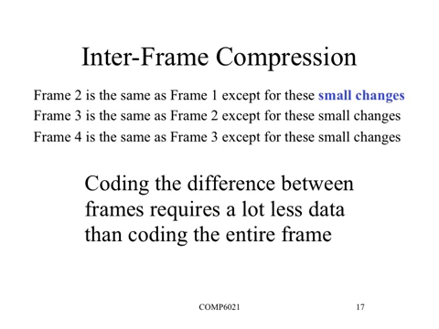So interframe compression, we're saying frame 2 is the same as frame 1, except for these small changes. Frame 3 is the same as frame 2, except for these small changes. Frame 4 is the same as frame 3, except for these small changes. And so coding the difference between the frames needs a lot less data than coding each frame one by one.